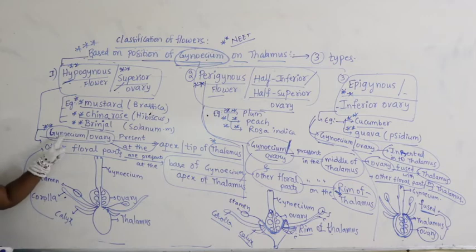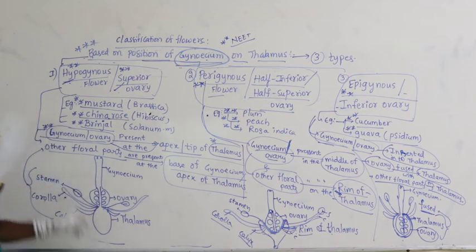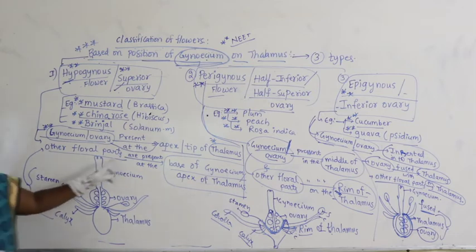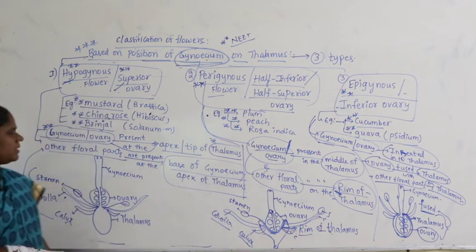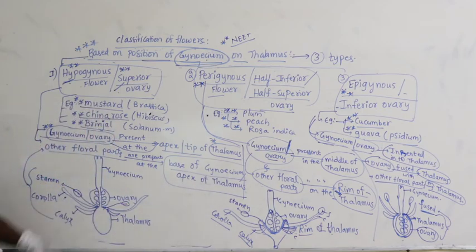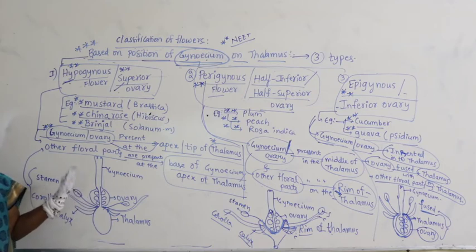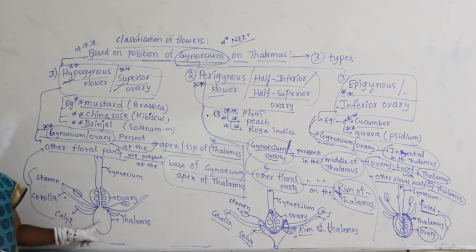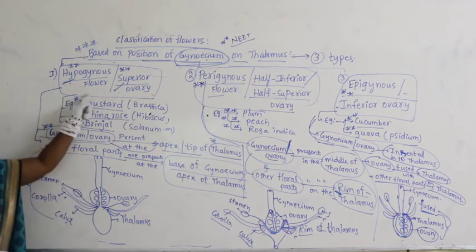So look at the definition. Gynoecium or ovary is present at the apex or tip of the thalamus, and other floral parts, means stamens, corolla, calyx, are present at the base of the gynoecium. If you look, the position of the ovary is at the tip of the thalamus, that is why it is called superior ovary. Superior means at the tip of the thalamus, completely outer side, above the thalamus. As it is present at the highest position, it is called hypogynous flower.